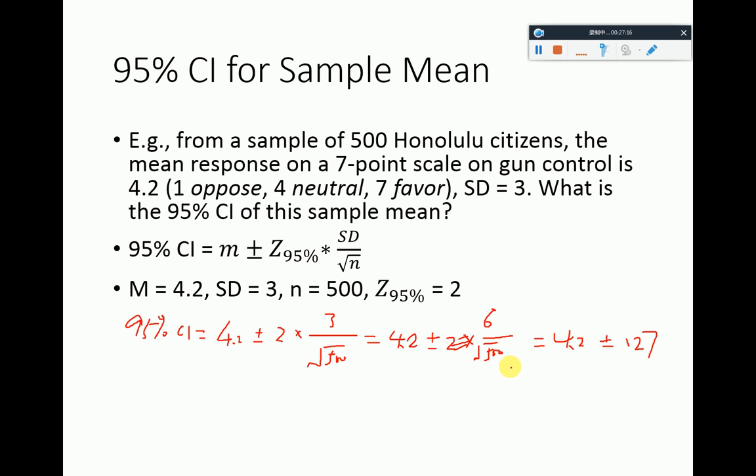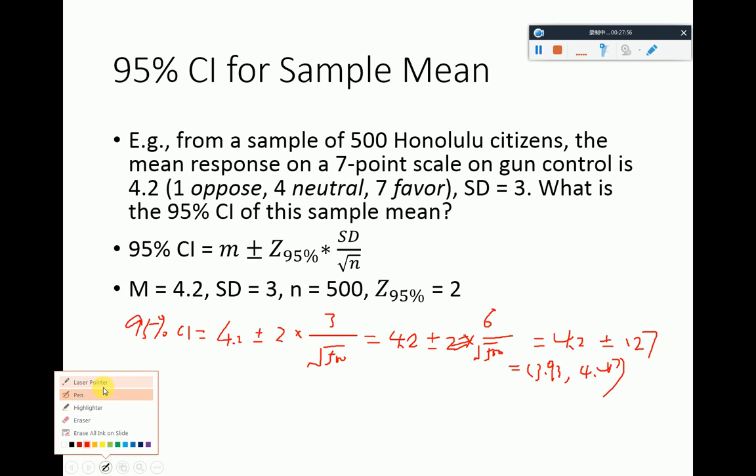Okay, so then we'll have the confidence interval. The lower bound will be 4.2 minus 0.27. Okay, so 4.2 minus 0.27, we have 3.93. Then what about 4.2 plus 0.27? That will be 4.47. Okay, so this should be our 95% confidence interval for this particular sample mean.